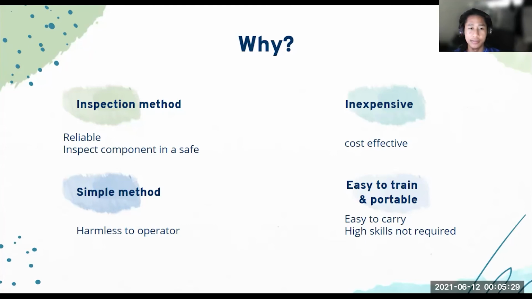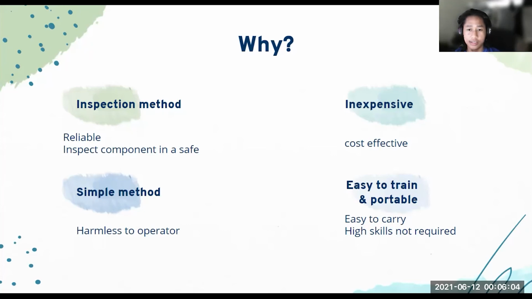The simple method here means for the operator, it is very harmless to them. It is a very safe testing and easy to carry out because only very little preparation is needed to perform this NDT, compared to radiographic. There are very strict conditions and rules to be followed so that the radiographic will be performed in good condition.